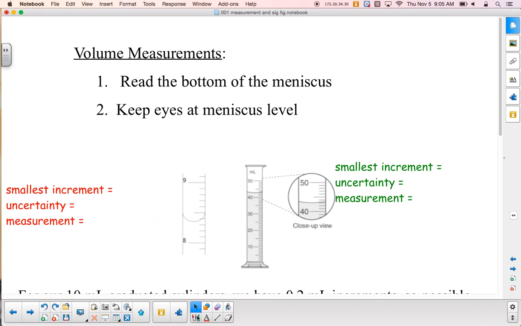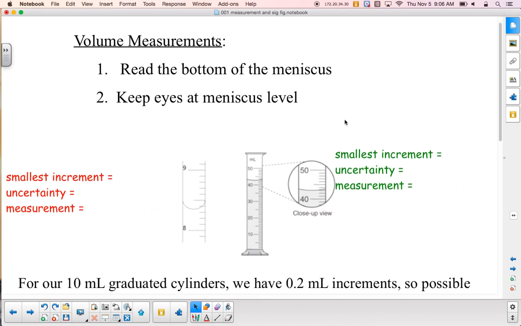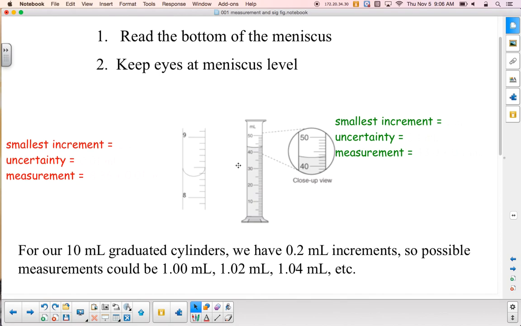When taking volume measurements, we have to be a little bit careful of where we put our eyes. It's always important when looking at a liquid to read at the bottom of the meniscus. The meniscus is the little curved area that you see at the top of the liquid. And it's also important to keep your eyes at the meniscus level. So you need to put your eyes on level with your instrument and get down very, very close.